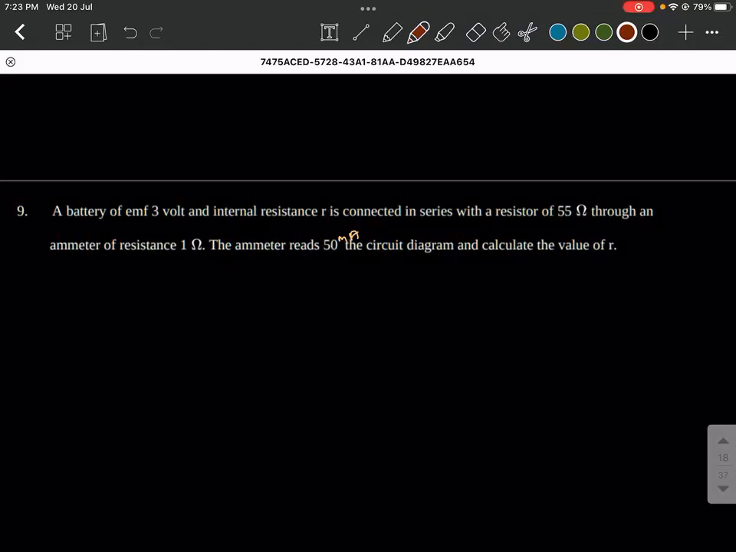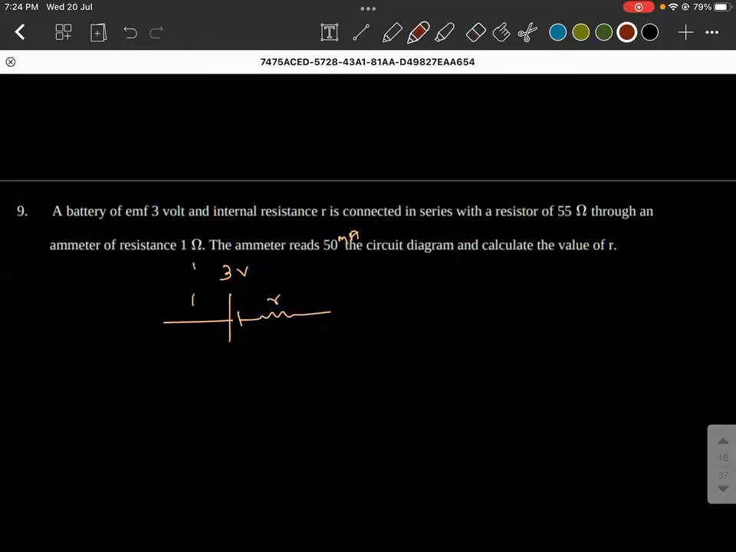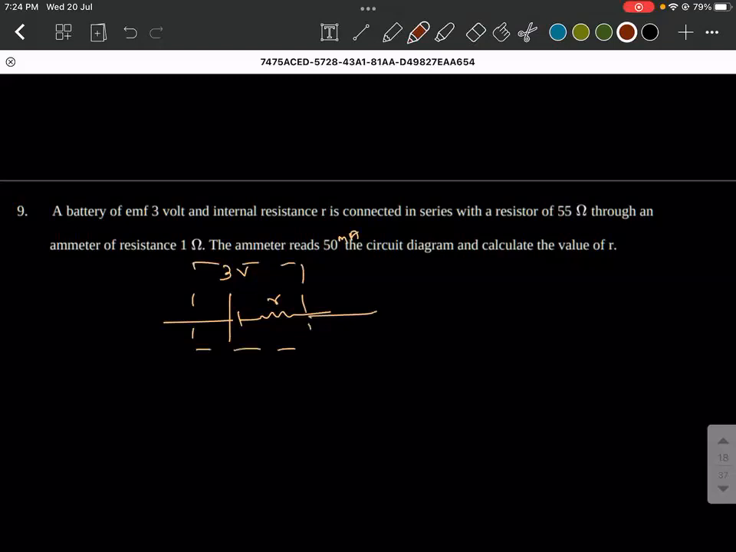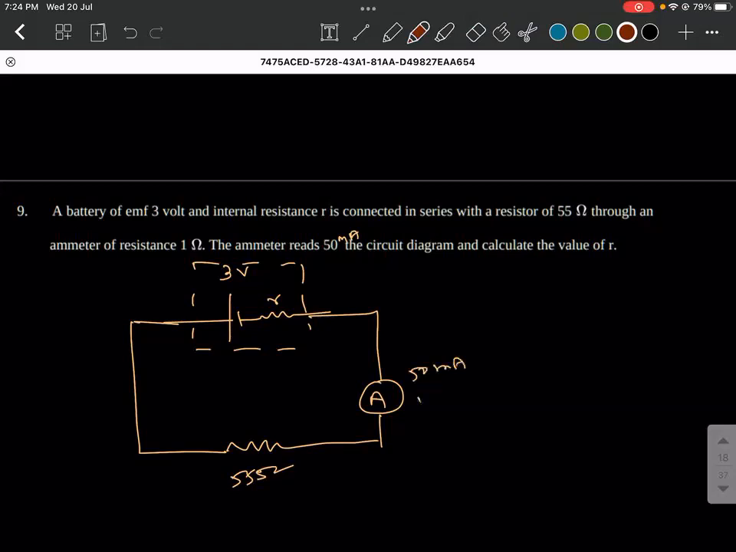Okay, so how will it look like? There is a cell with internal resistance. This is 3 volt. The ammeter's resistance is 1 ohm. The internal resistance is small r, so draw it like this. Connect it across an ammeter, and you have a resistor capital R, which is 55 ohm. The current is 50 milliampere and the resistance is 1 ohm. Okay, this is the circuit diagram.